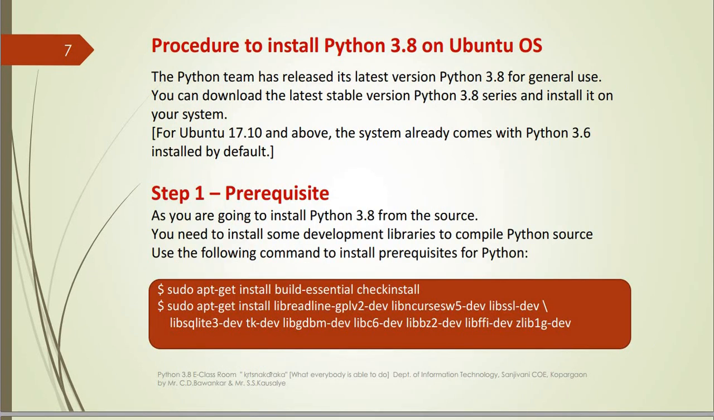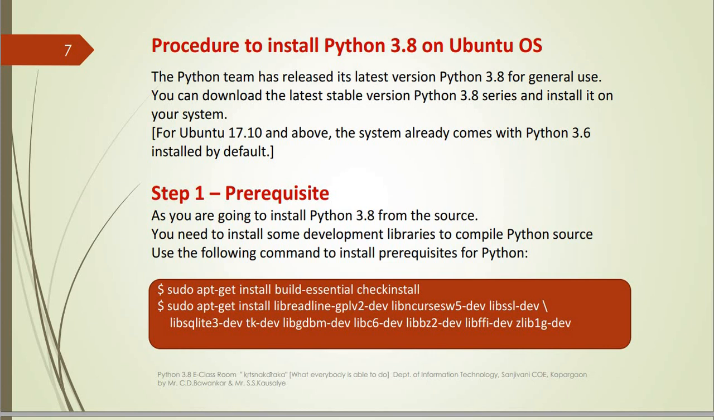The procedure to install Python 3.8 on your Ubuntu OS. The Python team has released its latest version, Python 3.8, for general use. You can download the latest stable version of the Python 3.8 series and install it on your system. My dear student, if your Ubuntu is 17.10 and above, then the system already comes with Python 3.6 installed by default.